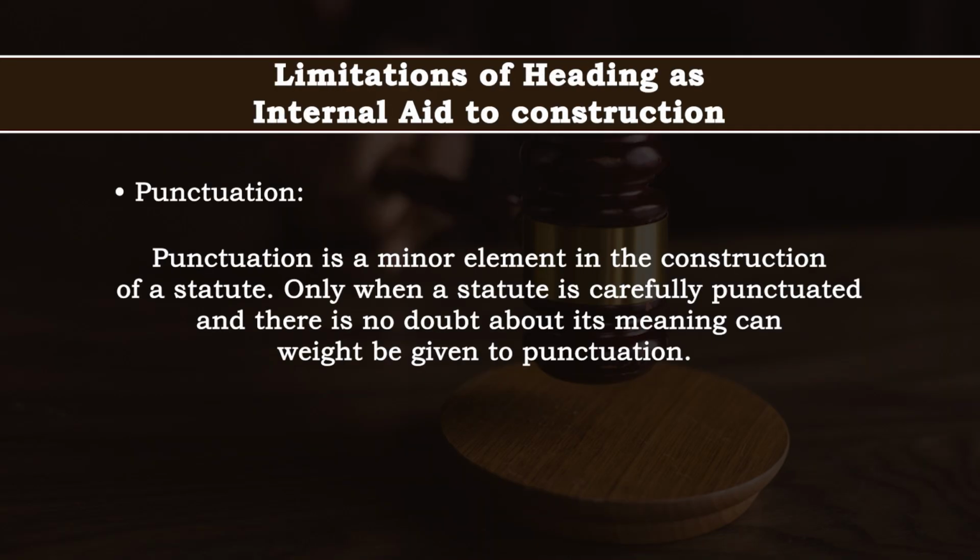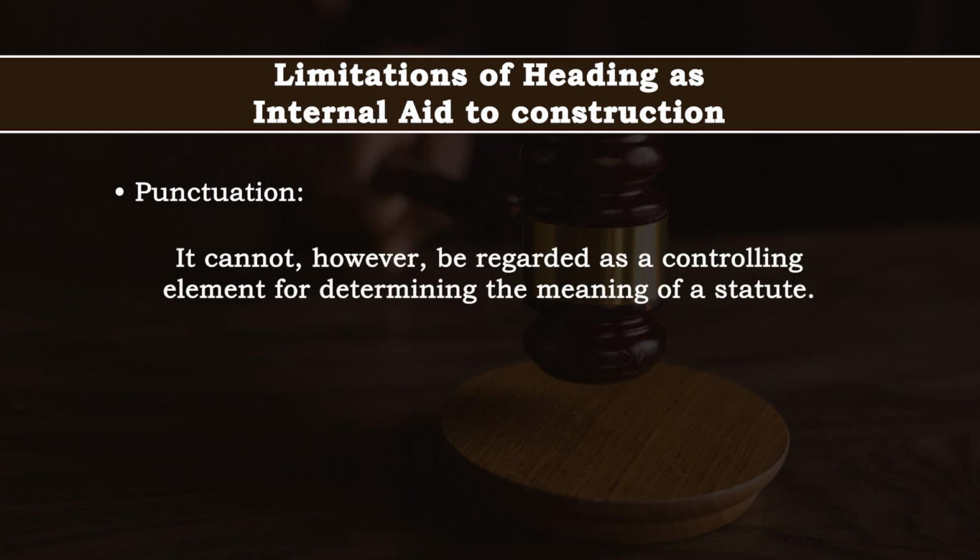Another aid is punctuation. Punctuation marks, though often overlooked, can significantly impact the interpretation of a statute. They help in structuring the sentences and clarifying the meaning of the text. Punctuation is a minor element in the construction of a statute. Only when a statute is carefully punctuated and there is no doubt about its meaning can weight be given to the punctuation. It cannot, however, be regarded as a controlling element for determining the meaning of a statute.